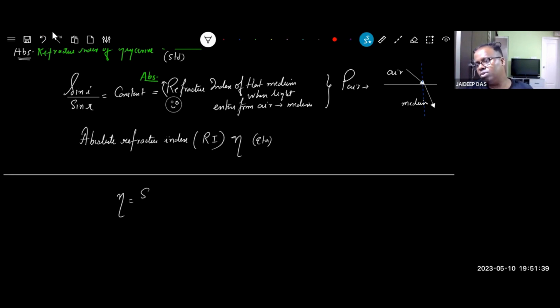Eta is equal to sin of i over sin of r. And remember, for i, it is always air going to medium.